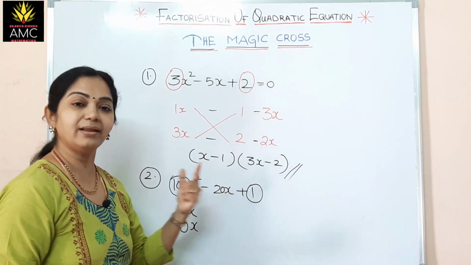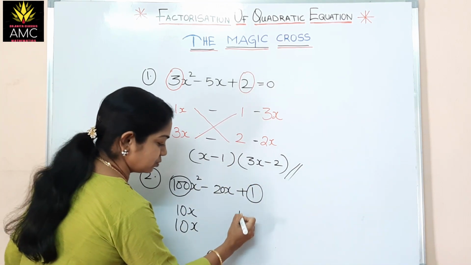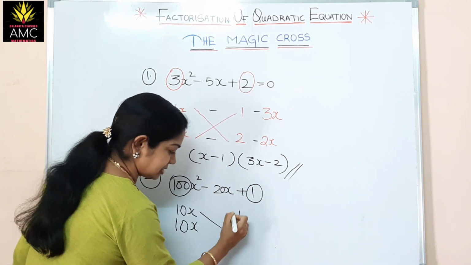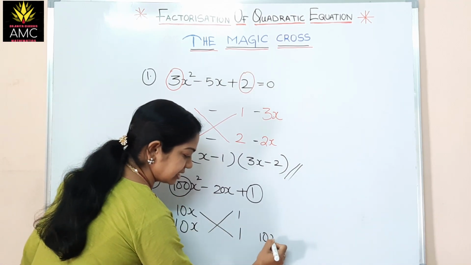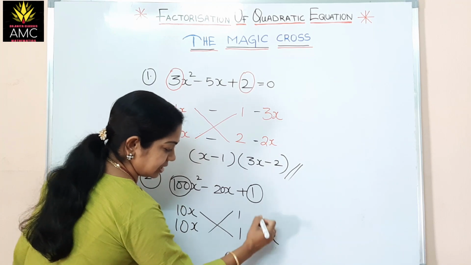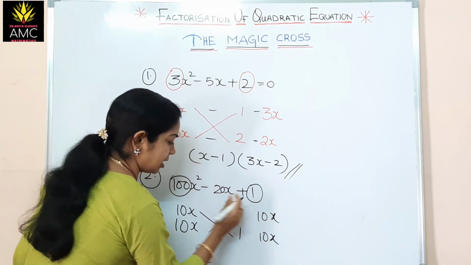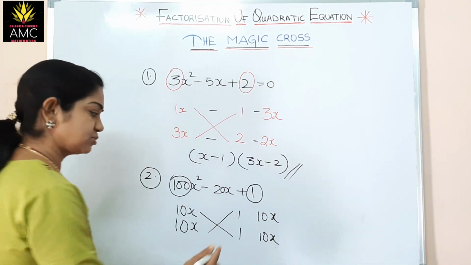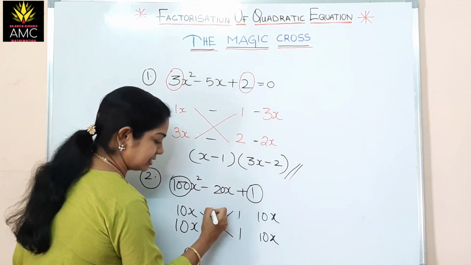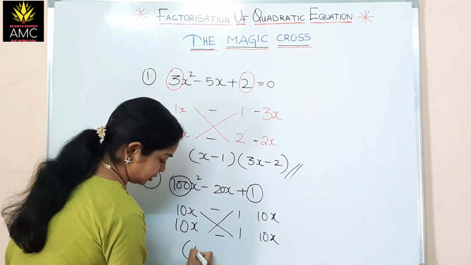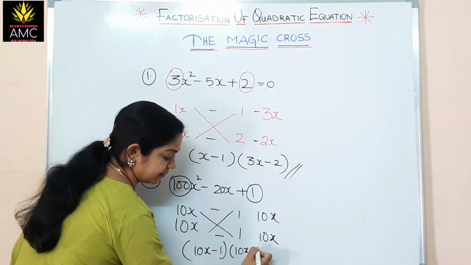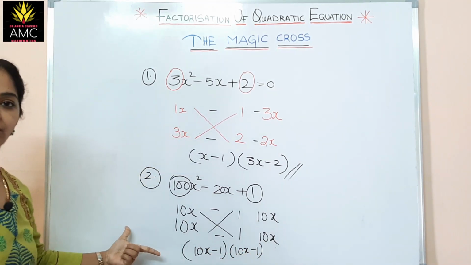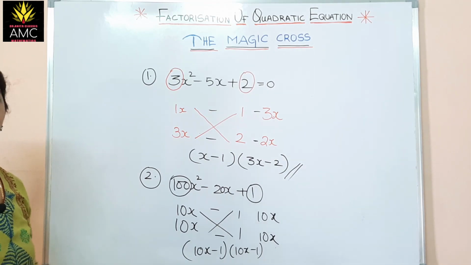Next, 1, how can I write? The only possibility is 1 into 1, right. Just apply the magic cross. If you cross it, you get 10 into 1 is 10x, and 10x into 1 is 10x. We got minus 20, so both must be minus, so that means here minus and here minus. So our factors are 10x minus 1 and 10x minus 1, right. Oh, finished. We got this in 3 seconds, right.